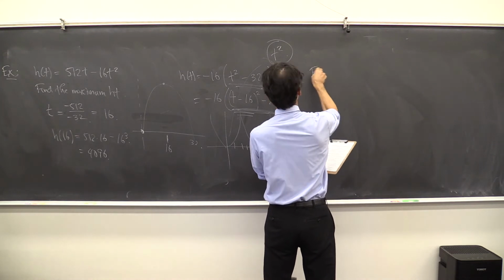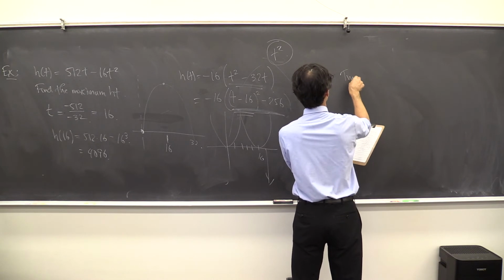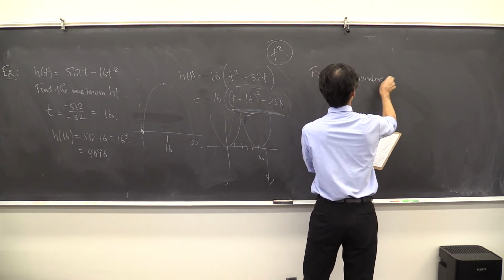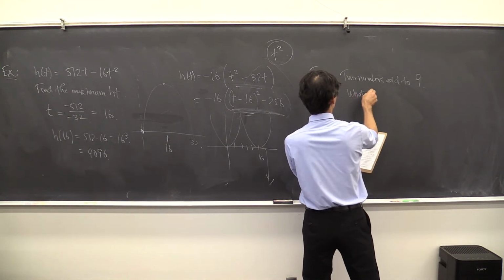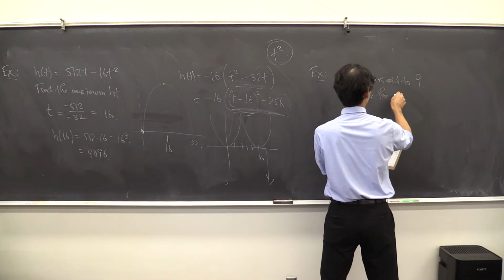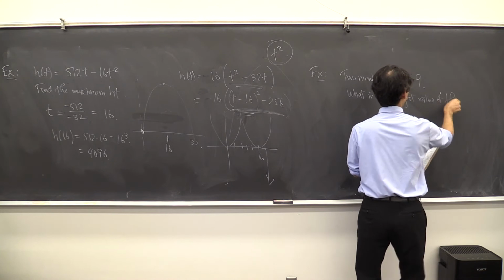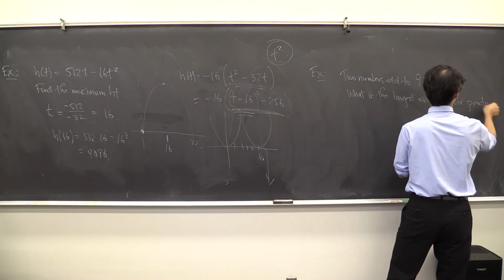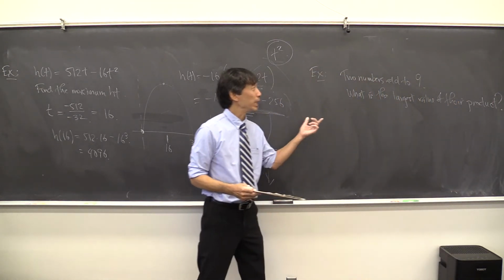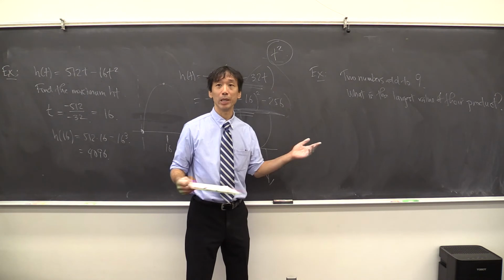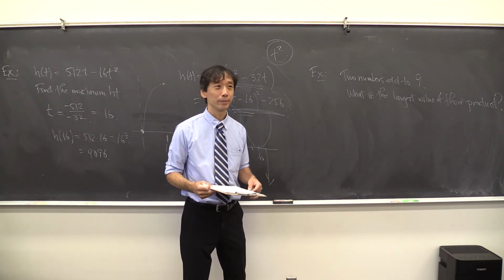Let's see. Okay, so another example, and this is related to stuff we did last time. Two numbers add to 9. What is the largest value of their product? What is the biggest product you can get by splitting 9 into two numbers and then multiplying them by each other? Give it a try.